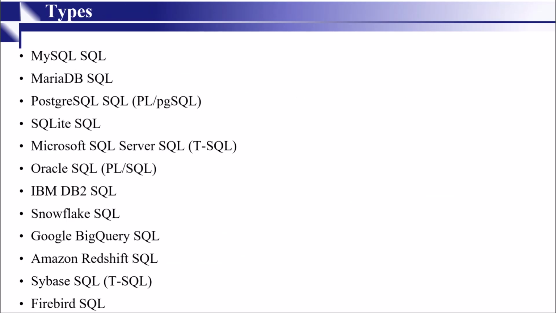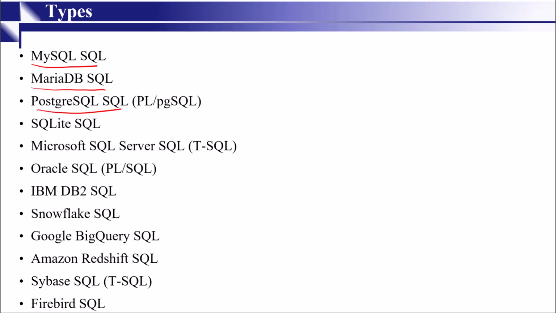Here is a summary of 12 major SQL dialects. So the first one is MySQL SQL. This is a widely used dialect in the open source MySQL database, and it is known for its simplicity and speed in web applications, with features like LIMIT for pagination. Then we have MariaDB SQL. MariaDB is a MySQL fork offering similar syntax but with added features like common table expressions and better performance optimization. Then we have PostgreSQL.